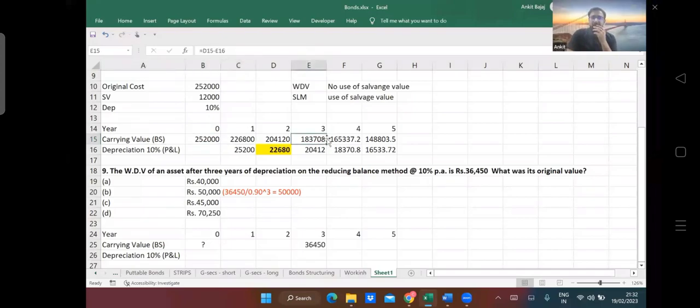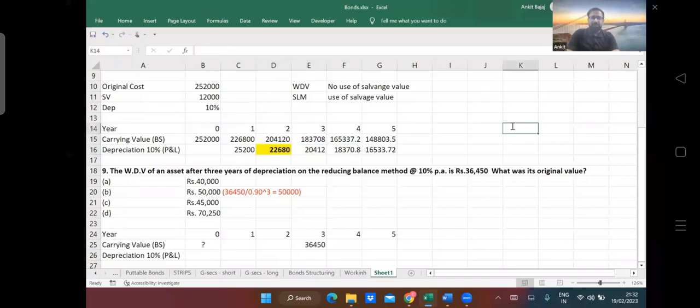How will you find out the original value? Simply, you have to add this depreciation, right? You add this depreciation and you will reach the original value. You have to add these two depreciation values, and then these three depreciation values, and you will get the answer, right?